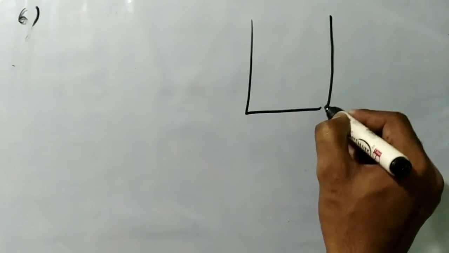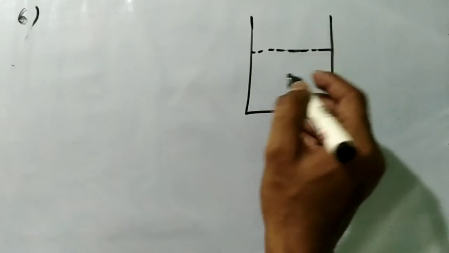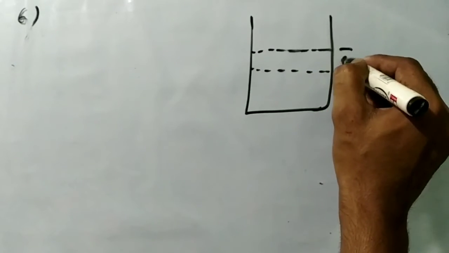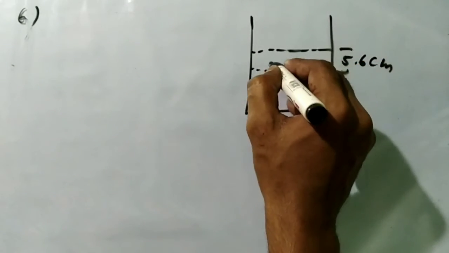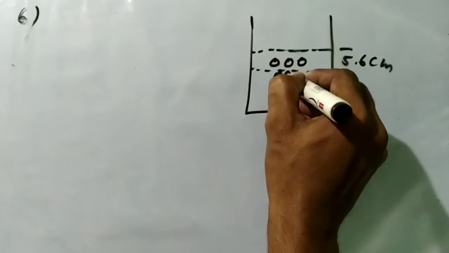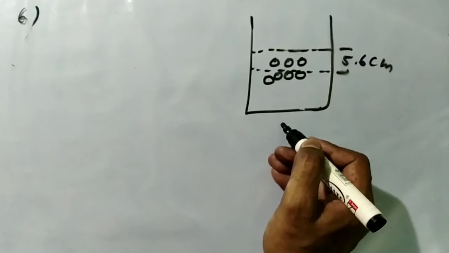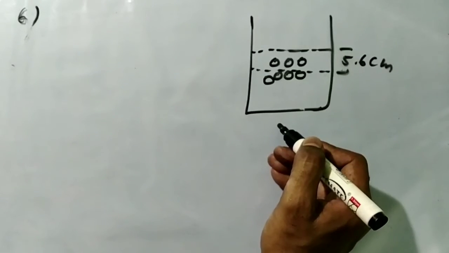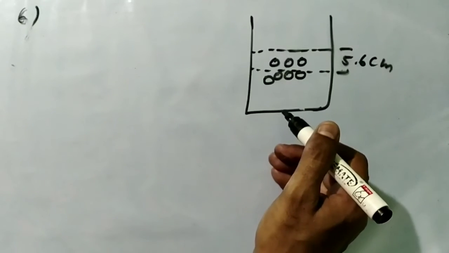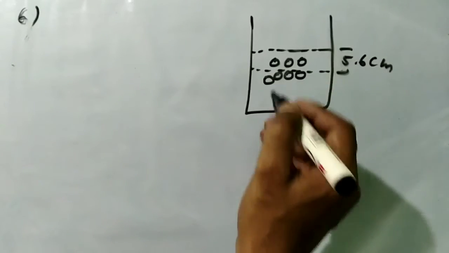Here there is a beaker and they have given the water level rise. This rise is 5.6 centimeters. But some marbles were dropped here, and we don't know how many marbles. They have also not given the amount of water, the volume of water, or the volume of the cylinder. So we have to find how many marbles are dropped in the beaker.